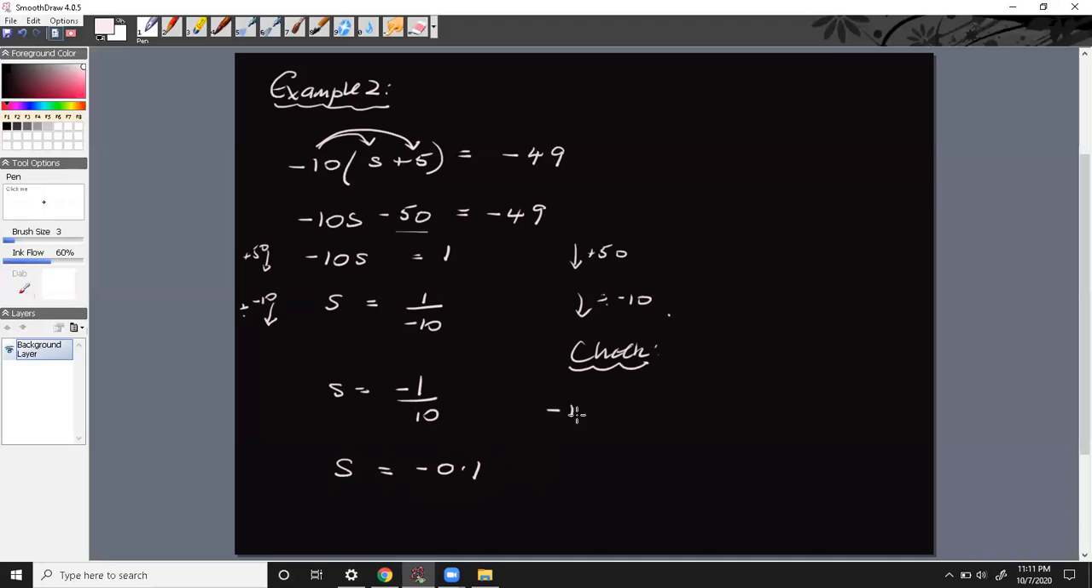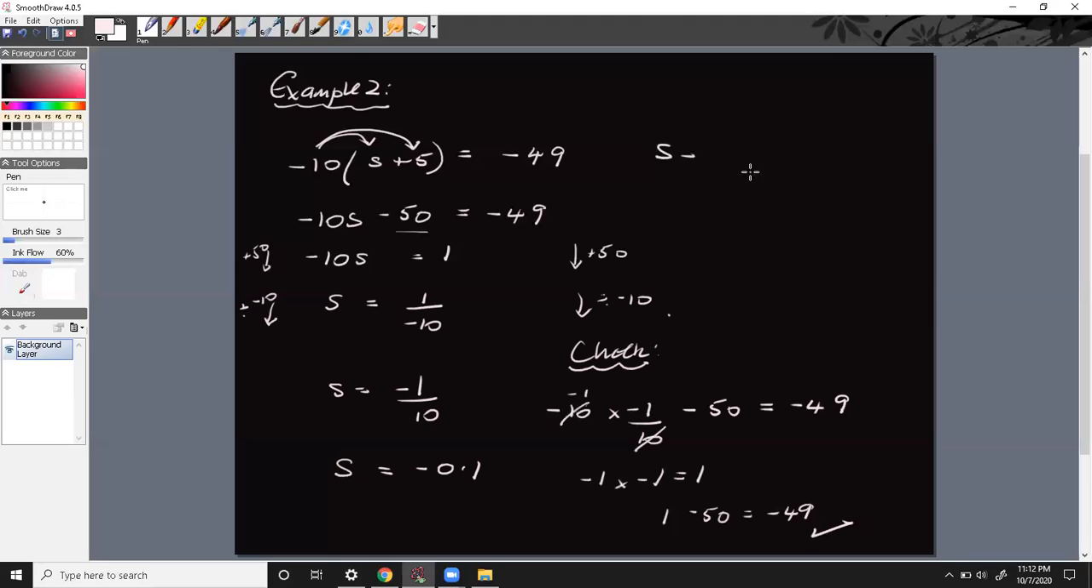So we've got minus 10 times s, which is minus 1 over 10, minus 50. Is that equal to minus 49? Well, minus 10 divided by 10 is minus 1. So this cancels out, and you've got minus 1. So minus 1 times minus 1 is equal to 1. So 1 minus 50 is minus 49. So yes, it is true.